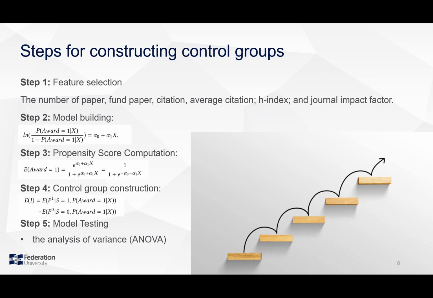So first, we have to construct control groups for the treatment group. The first step is to select characteristics, and the following indicators in the last 5 years before winning awards are selected as control variables. The second is to use the binomial logistic regression model to estimate the parameters of the relevant impact factors. The coefficients of the model are obtained by the following equation.